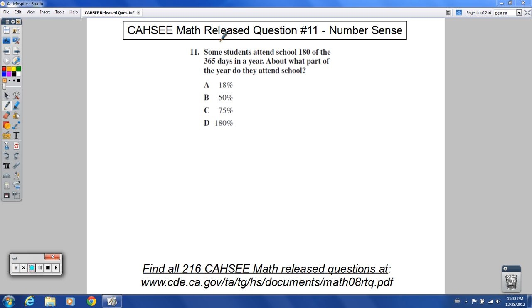Hi everybody, welcome to release question number 11 for Cahsee Math. It says this: some students attend school 180 of 365 days in a year. About what part of the year do they attend school?